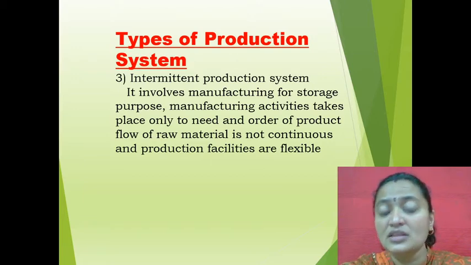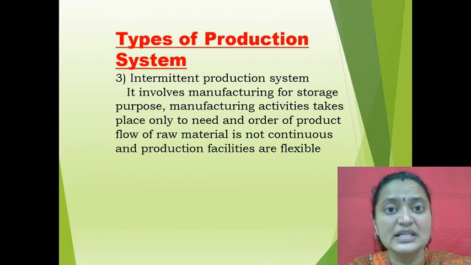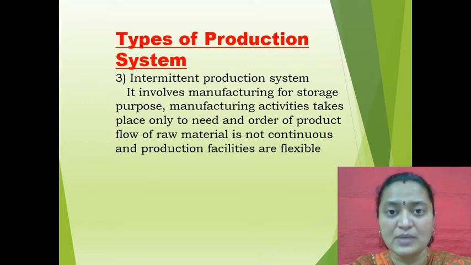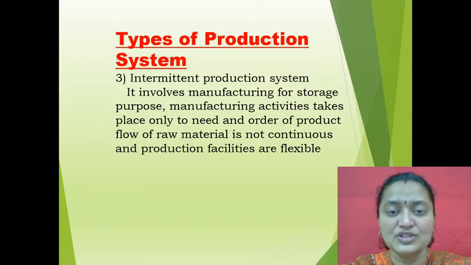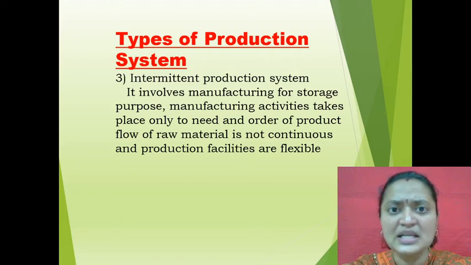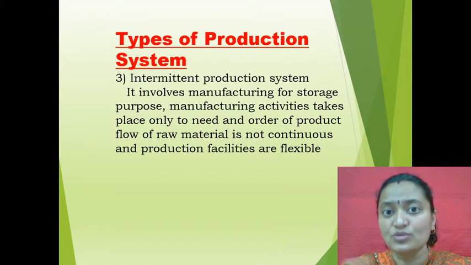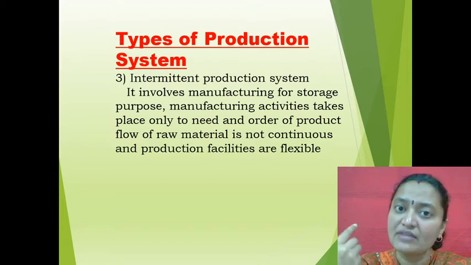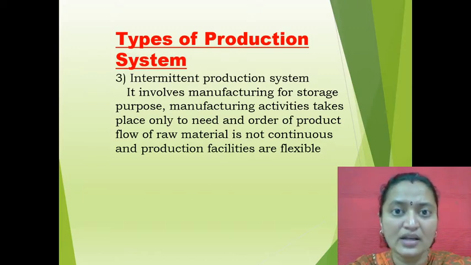But in this case the flow of raw material is not continuous, and the production facilities are flexible, meaning the facilities available for manufacturing purpose. In case of manufacturing the products, what kind of facilities are they using? It is flexible. Flexible means what? Some kind of changes may be used. It need not be that whatever facilities they are using for manufacturing, it will be the same only. At times some kind of changes also can take place.